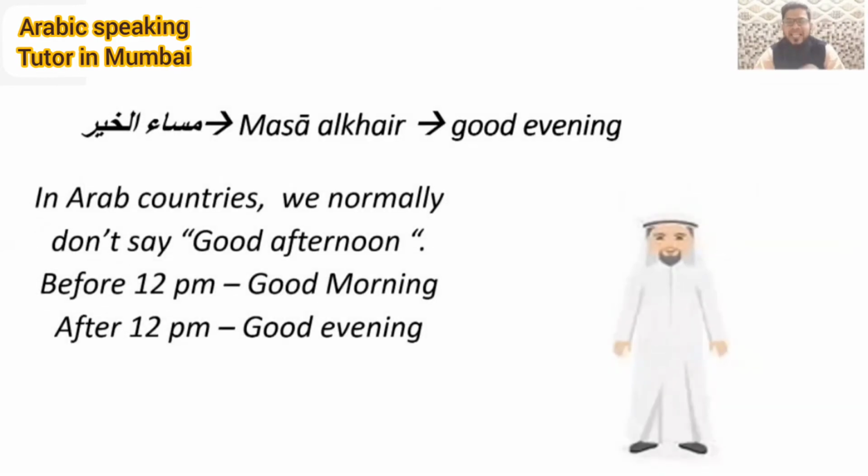Now, masa al-khair. Masa means evening. Al-khair, you already know that. So masa al-khair, good evening. You must be thinking that we did good morning and are coming directly to good evening. Where is good afternoon? In the Arabic language, people don't greet with good afternoon. Before 12 p.m., they say good morning, sabah al-khair, and after 12 p.m., they say masa al-khair.